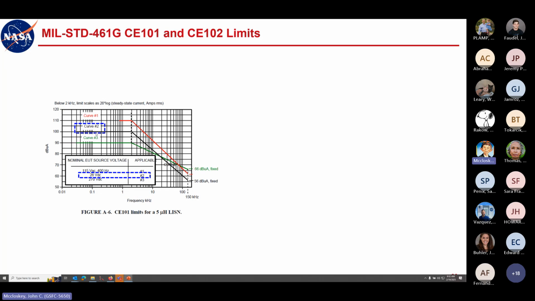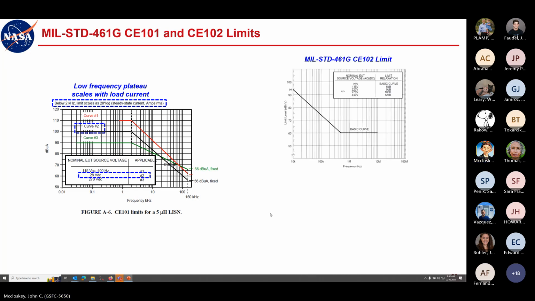But we're generally using curve number 2, and here is that guidance where that low frequency plateau will scale with the load current. So I didn't make that up. That's something right out of the Mil standard that you can and should scale that low frequency plateau according to the load current. It kind of makes sense, right? More current intensive devices should have a little less stringent limit, right?